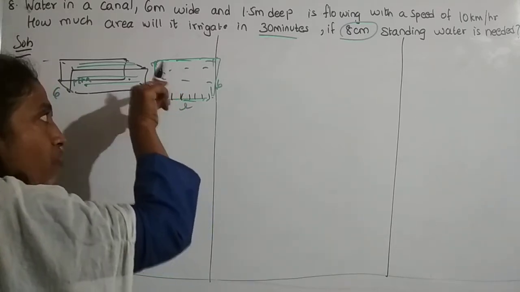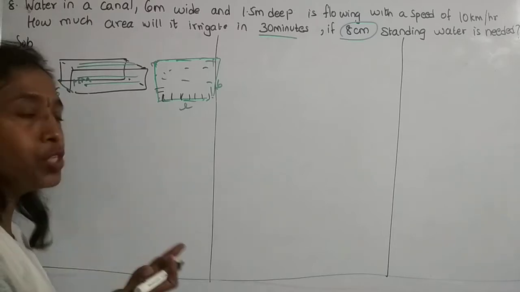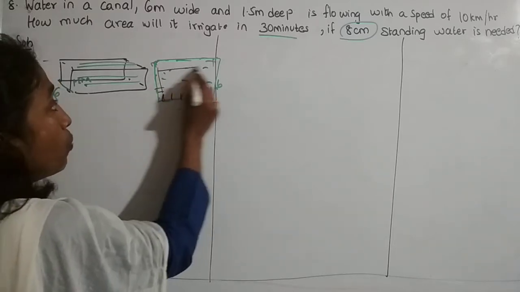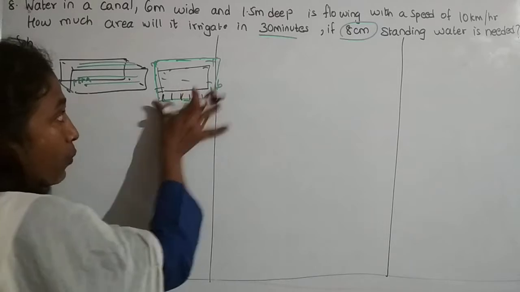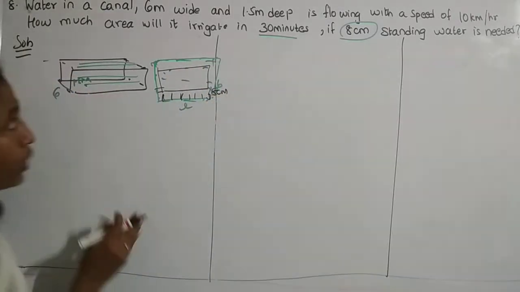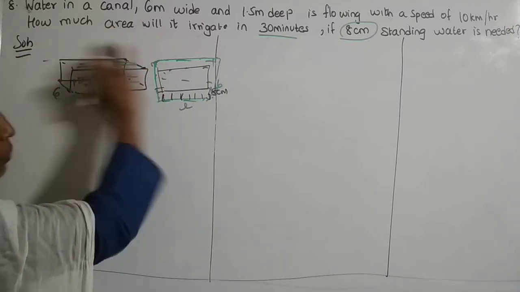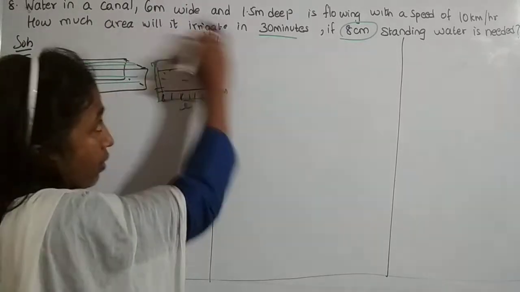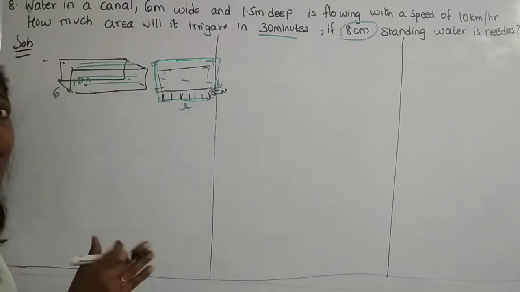So when the standing water is there, imagine this: this 2D shape becomes a 3D shape and it forms a cuboid, a cuboidal bed. So here we require the area, and the height is already given as 8 centimeter. Again the same concept: whatever water will flow from this canal will flow here. So both the volumes will remain the same.